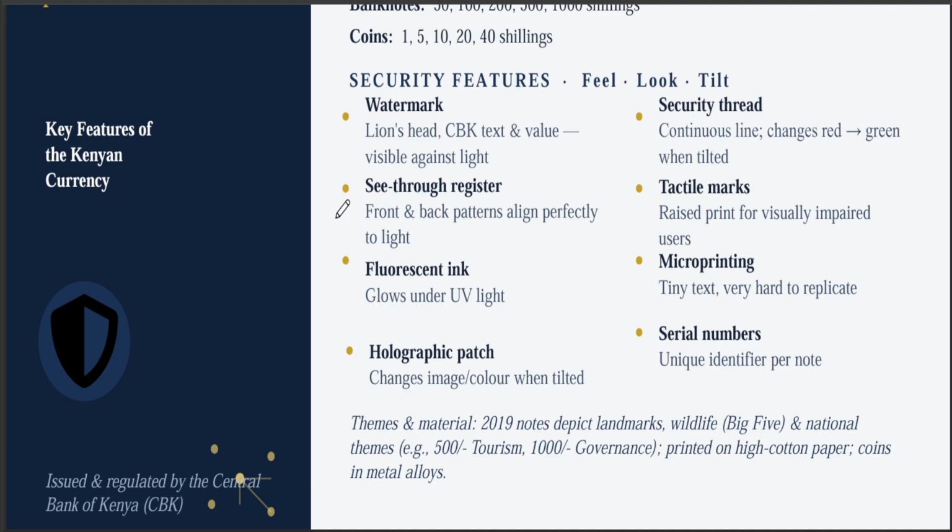So the themes and the material, we'll look into it. Especially utapata 500 shilling notes, 1000 shilling notes, kila note iko na theme yake. For example, the 1000 shilling note is about the parliament or the governance. Okay, the main theme is on governance. The 500 shilling note is on tourism, which we'll look into on the next slide. Now just know that the notes are usually printed on high cotton paper, sana sana ni high cotton paper, and the coins are usually in metal alloys.